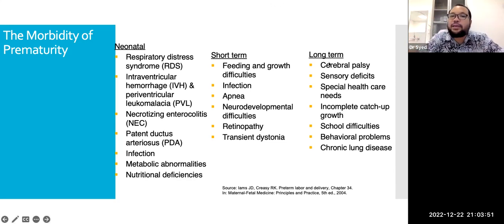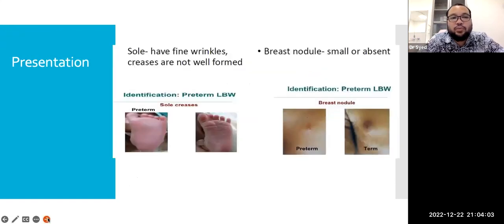And long term, they may have cerebral palsy, sensory deficit, school problems. Autism is a known association with prematurity and so on so forth. Okay, let's look at one by one.